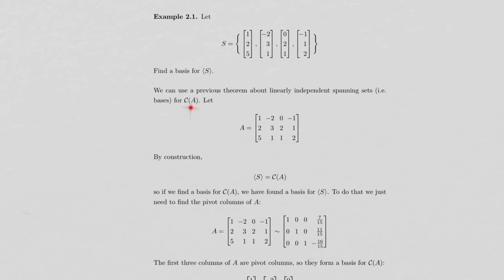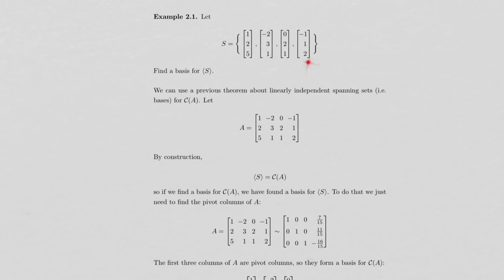So in the book, they use the term basis before we really know what that word means. But remember, that's just a linearly independent spanning set. And what we do is we take these vectors and construct a matrix using those vectors as the columns, and then we row reduce that matrix. Okay, so by construction, the column space of this matrix A is equal to the span of the set S.